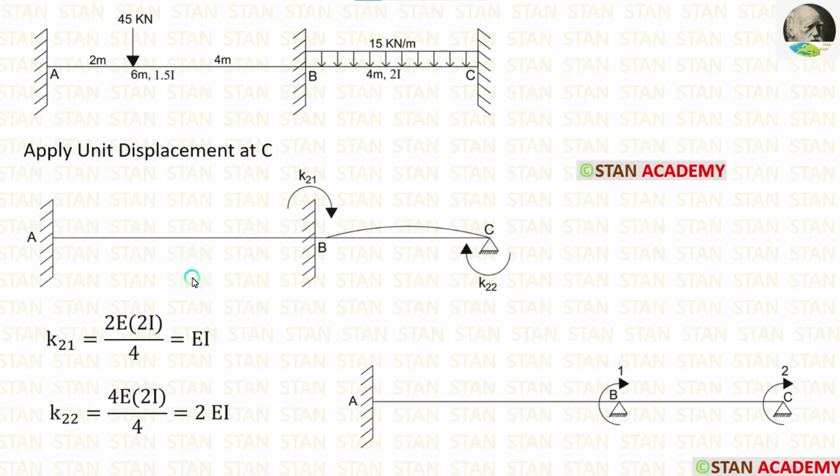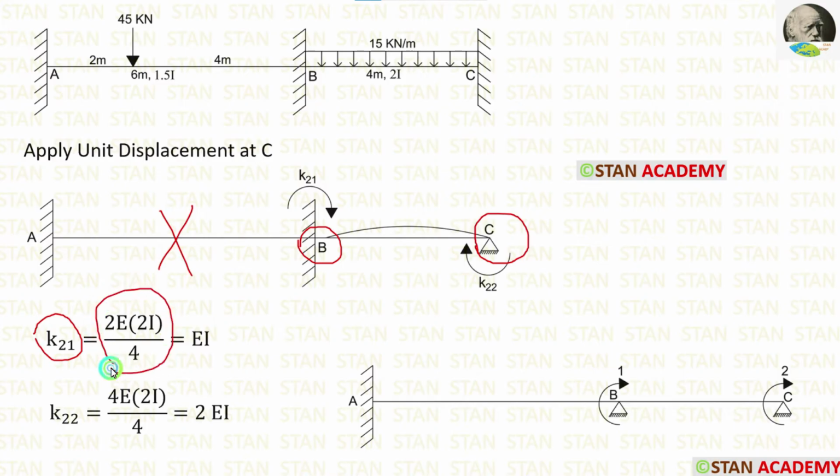Now let us calculate the stiffness values. The stiffness values should be calculated in the order, first from the first coordinate, then from the second coordinate. Now let us calculate K21. For that, from the point B, we have to look on both the sides. On the left side, there is no slope curve. If there is no slope curve, there will be no stiffness. On the right side, we are having a hinged support. If the far end is hinged, the formula for the stiffness is 2EI upon L. Here, the moment of inertia is 2I and L is 4 meter. Finally, we are getting EI.